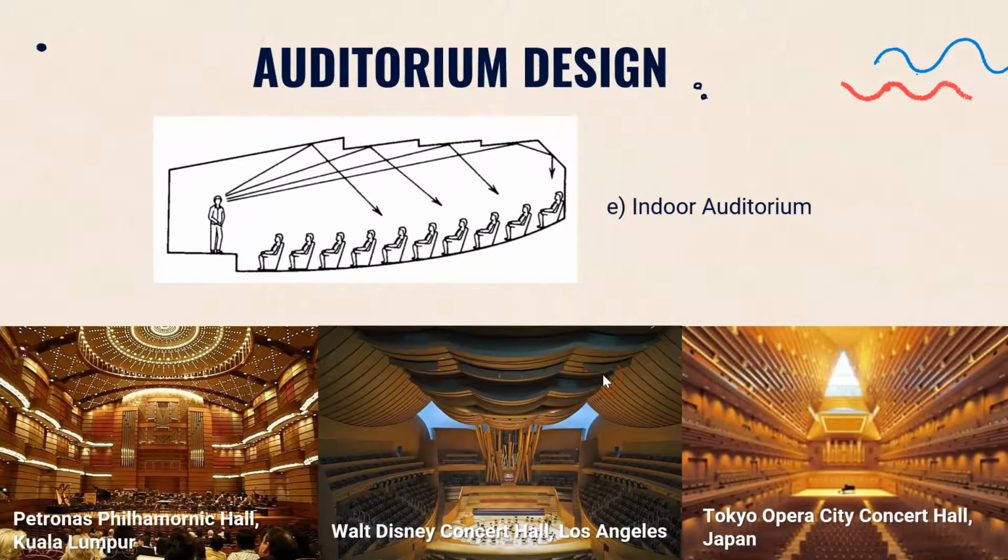For an indoor auditorium, the ceiling acts as a sound reflector too. You can see the difference. Designed for Petronas Philharmonic. Okay, this is Petronas Philharmonic Hall in KL, Walt Disney Concert Hall at Los Angeles, and Tokyo Opera City Hall, Japan. Notice that the Tokyo Opera City is using a shoebox shape like this, rectangular, as the floor plan.